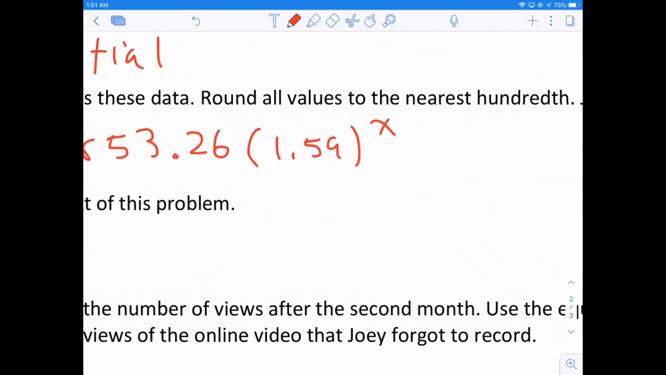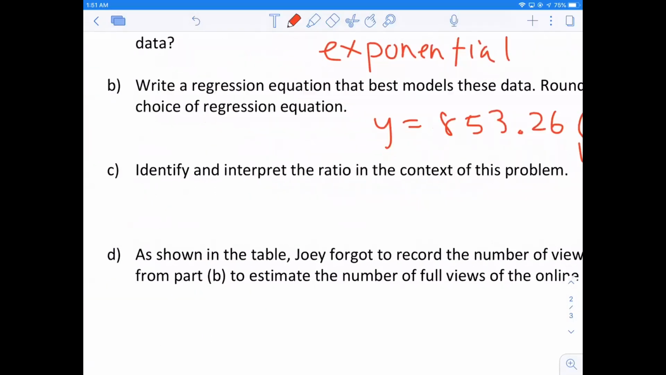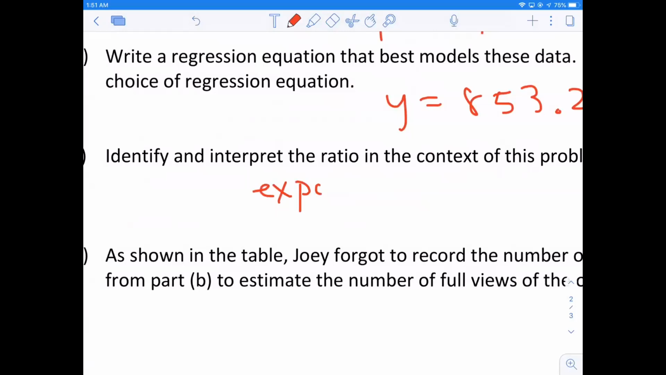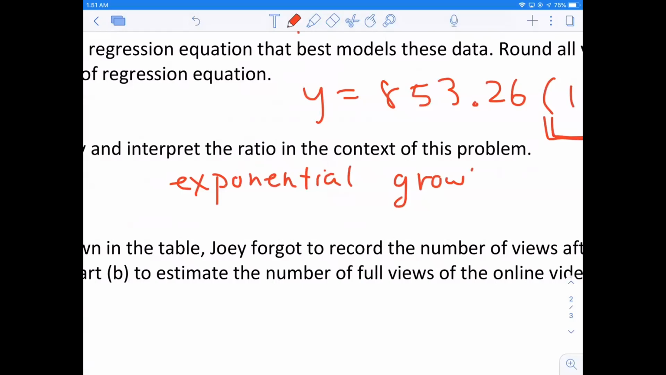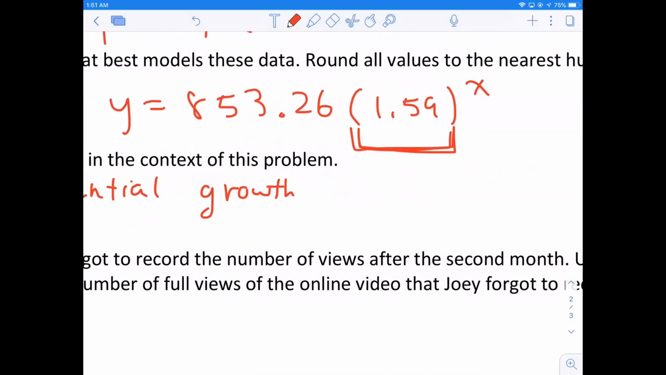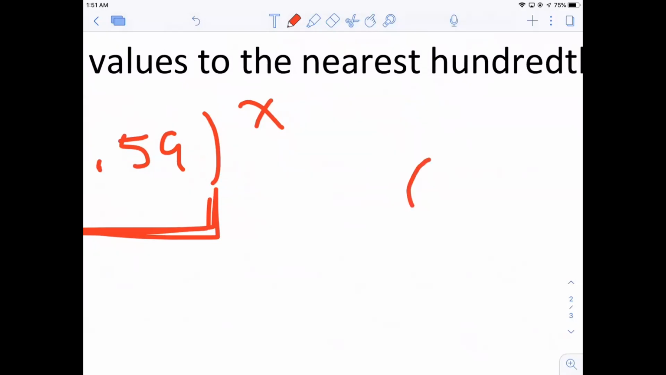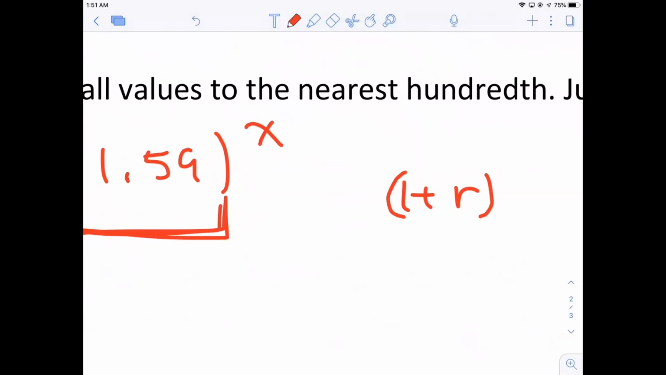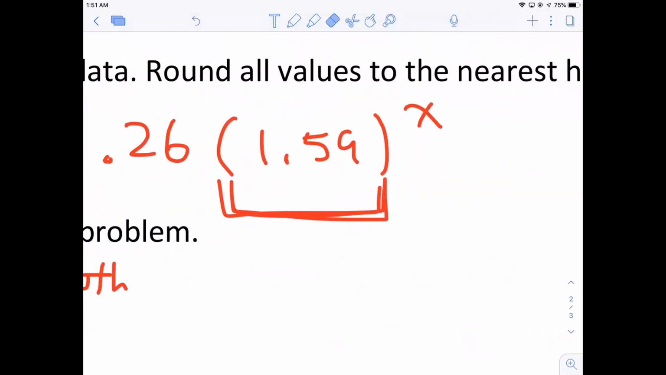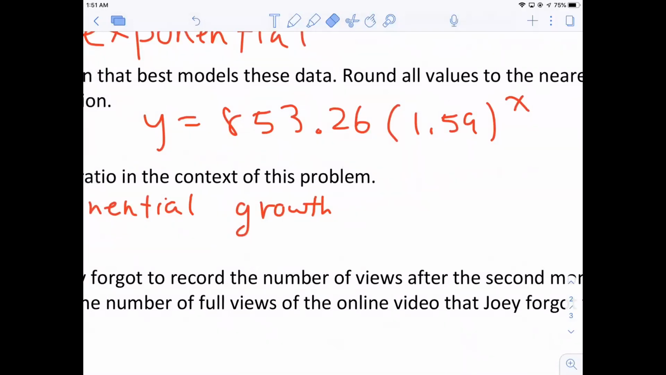So identify and interpret the ratio in the context of this problem. All right, this number here, that's called the ratio. So the ratio shows it is exponential growth. And we gotta say more than that. What does that 1.59 indicate? Well, we know it's growing, it's increasing, but how fast, by what percent? So remember, it's 1 plus r, plus or minus. In this case, it's plus r. How much are we adding to that 1? We're adding 0.59 or 59%. So this is a 59% growth.